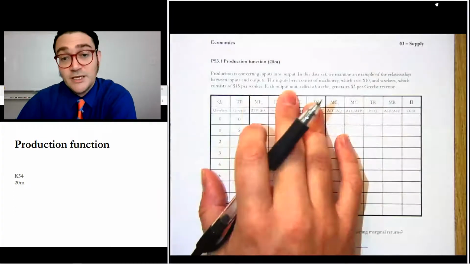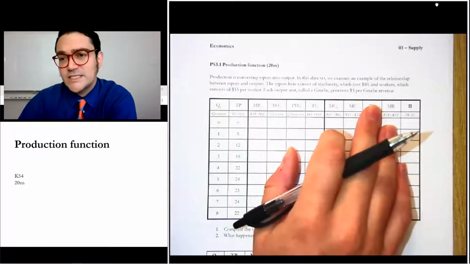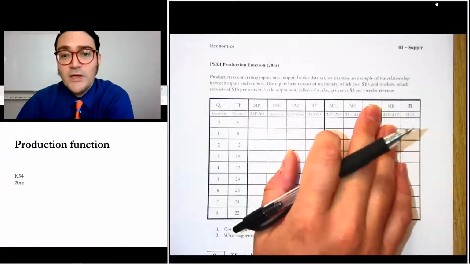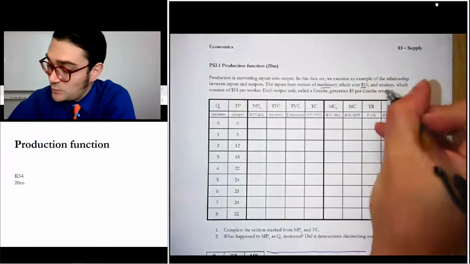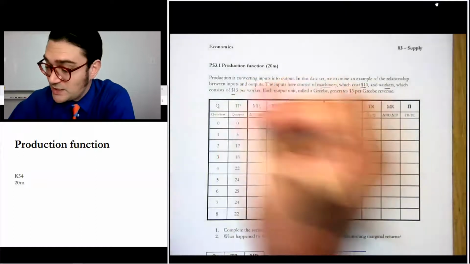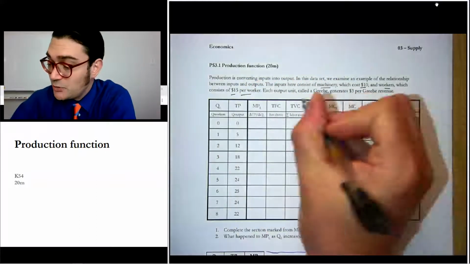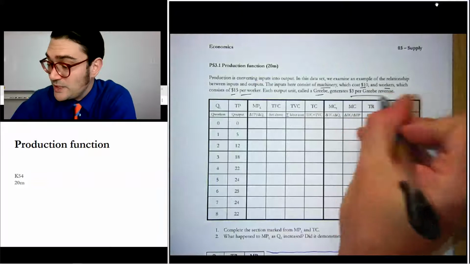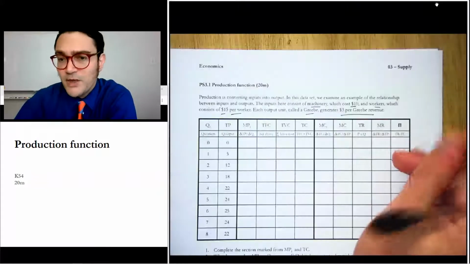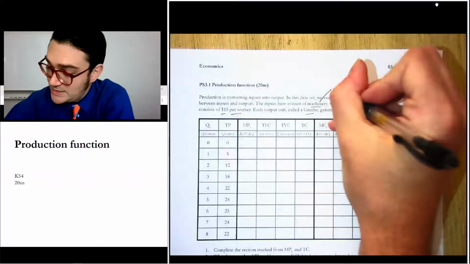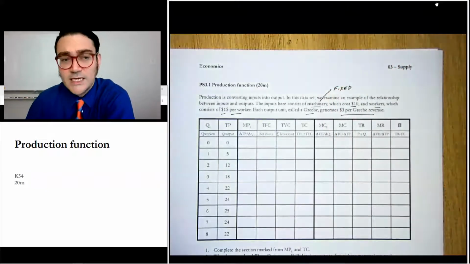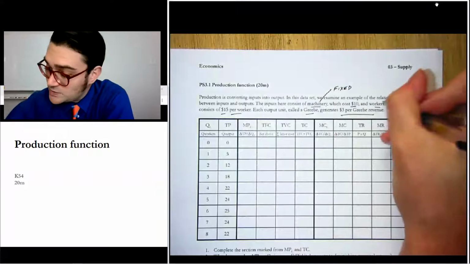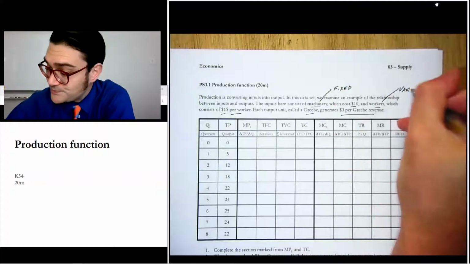Production is converting inputs into output. In this data set, we examine the relationship between those two. The inputs here consist of machinery, which costs $10, and workers, which cost $15 per worker. Each output, called a grebe, generates $3 per grebe in revenue. Now, this machinery is fixed. That's an important thing to observe about this. It's not going to change, but the workers, we would say, are variable.